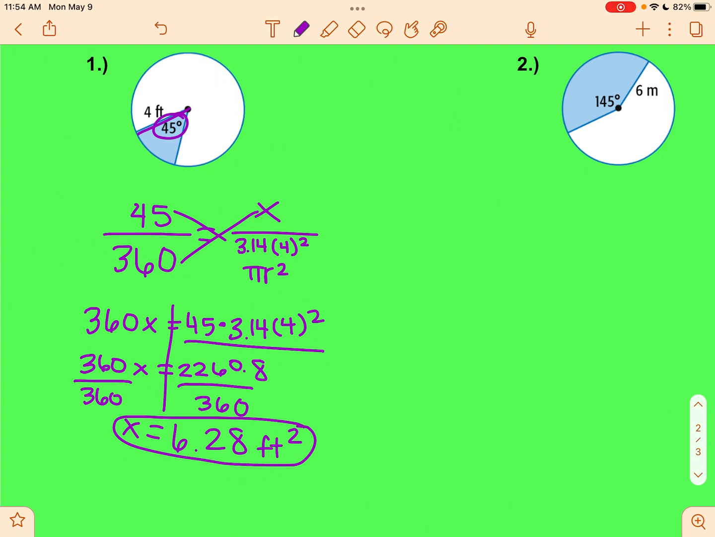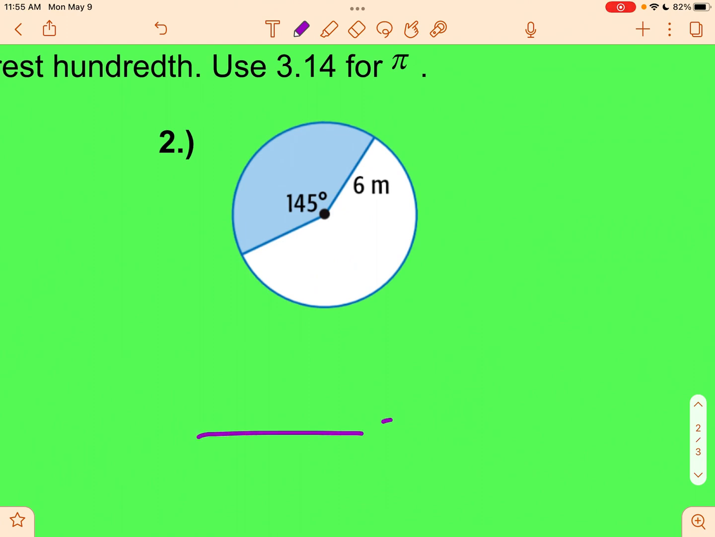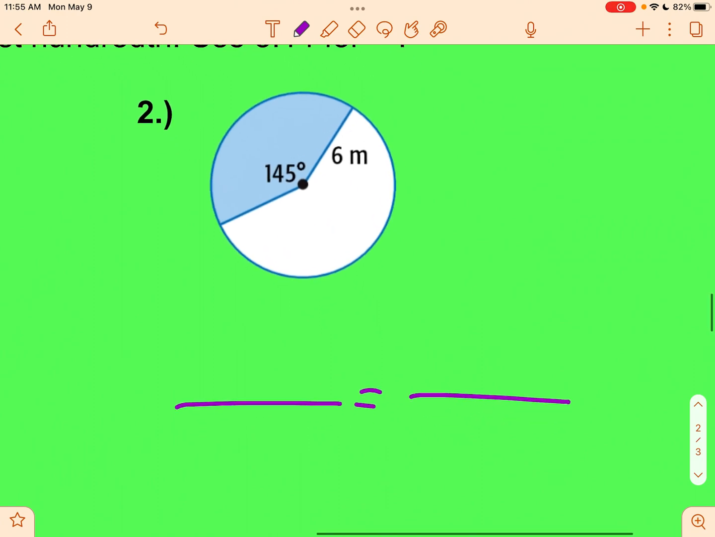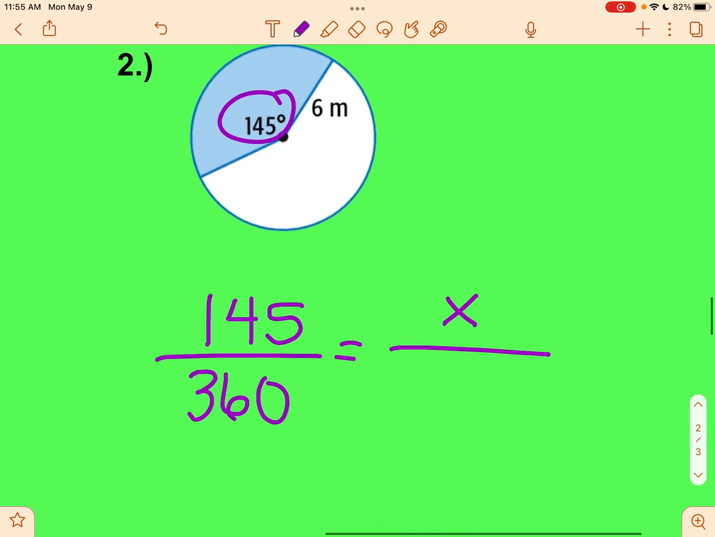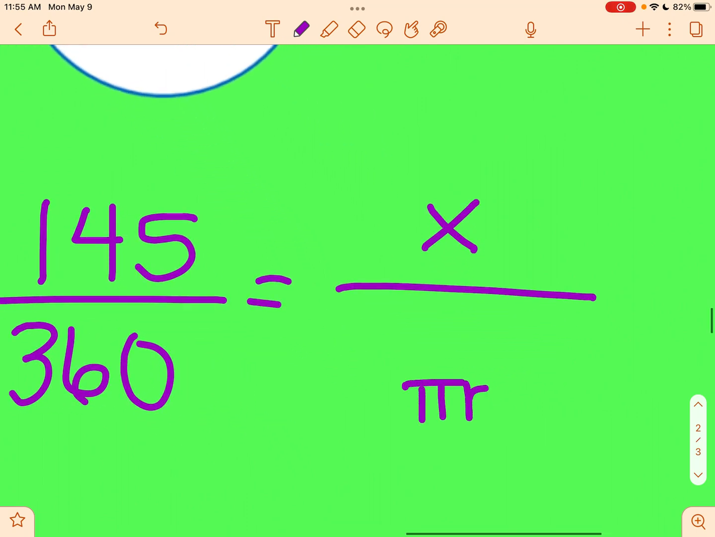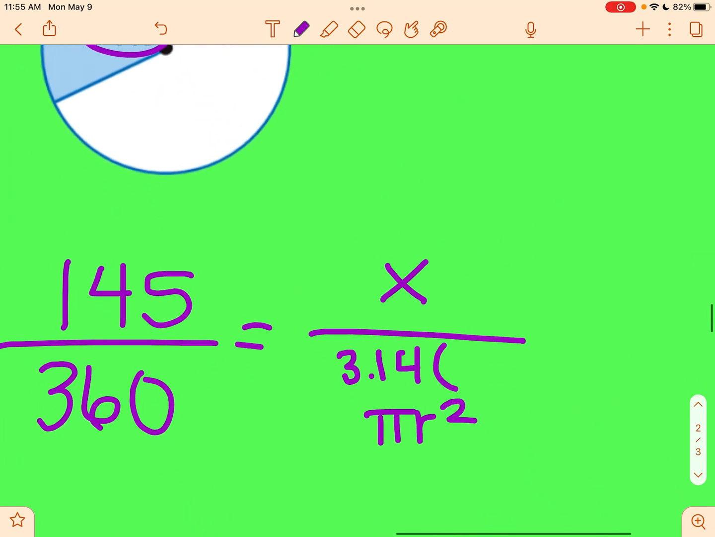Okay, now let's move on to the second one. This time we have an angle of 145 with a radius of 6. So remember, the degrees of our sector goes up here. The bottom is 360 because that's how many total degrees are in a circle. We do not know the area of our sector, so that's x. And then remember, it's the area of the entire circle, which is pi r squared. Well, 3.14 times our radius, which is 6 squared.